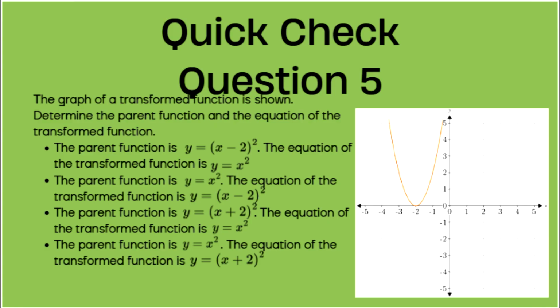Quick check question number 5 says the graph of a transformed function is shown. Determine the parent function and the equation of the transformed function. So the parent function is going to be on your little cheat sheet chart. And then you have to figure out what happened to it and figure out what the next formula is. You don't even have to figure out the formula because it's all the same information all the way through here, except some say minus and some say plus. So if you can figure out there's only one transformation that you need to worry about, and that is the translation. If you can figure out if the translation is a positive or a negative, then you're done.